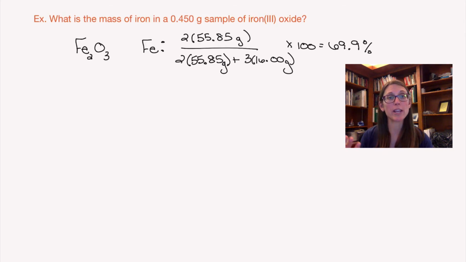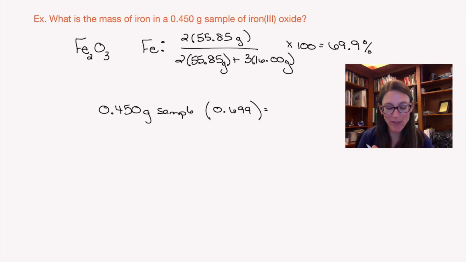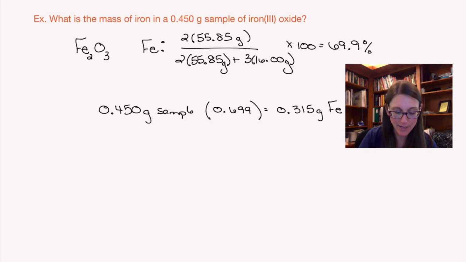From here, we can just figure out, well, what's 69.9% of that sample mass? That'll tell me the mass of the iron. So to do so, I'll take the 0.450 grams of the sample, and I'll multiply this by 0.699 because that is the percent in decimal form, that is the iron. And I find that I have 0.315 grams of iron in this sample.